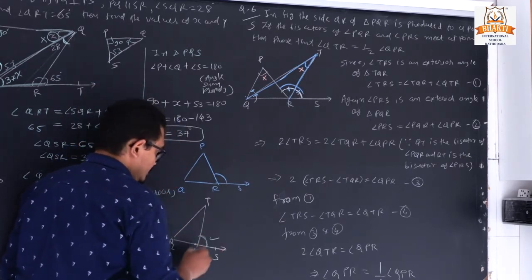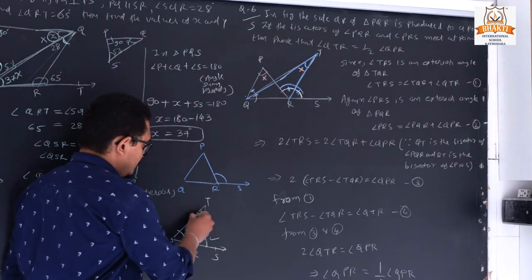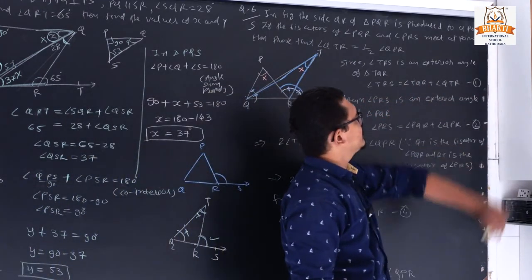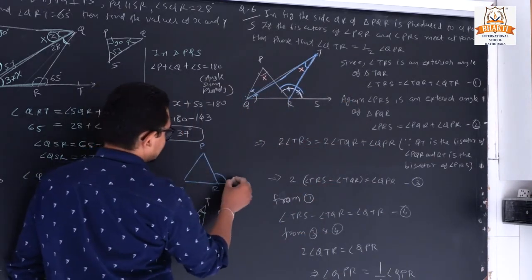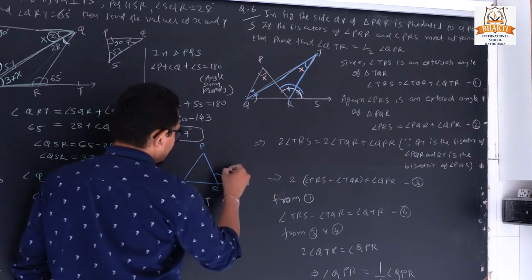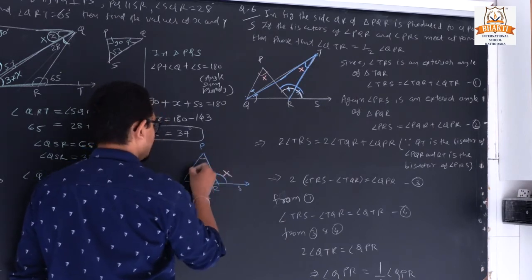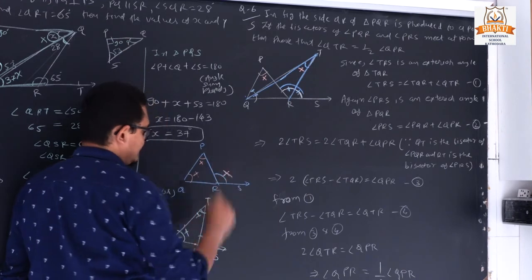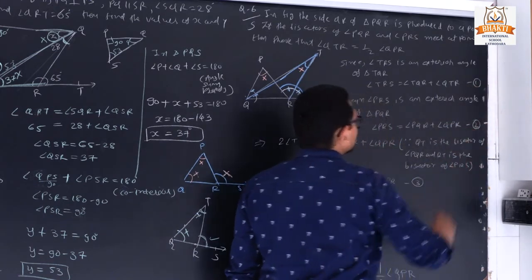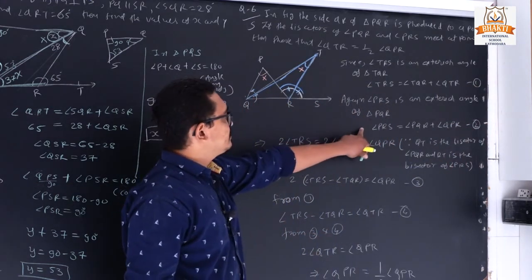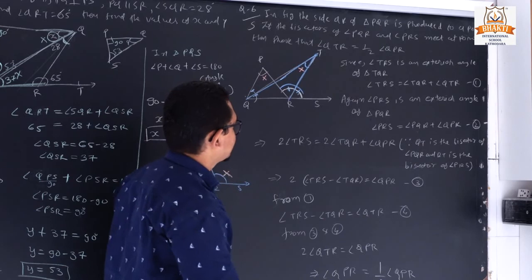So exterior is equal to what? Sum of two interior angles. Clear? This one is equal to the sum of these both. So it is our equation number 1. Once again, angle PRS is exterior. Exterior is equal to the sum of two interior angles. So PRS is equal to PQR plus QPR. In 1 and 2, we are using the theorem: the exterior angle of a triangle is equal to the sum of the two interior angles.